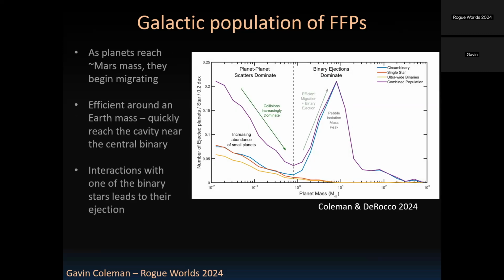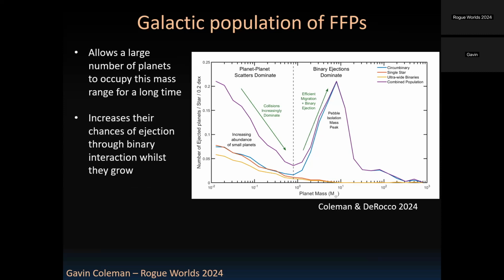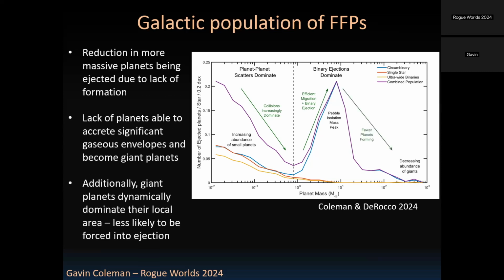Okay. Then we have this increased migration, as you said, around the Mars mass. They start migrating quite quickly, and so everything goes in towards the cavity. This then leads to a lot of ejections in this area, and this is what causes this pebble isolation mass peak. Additionally, this is also where it transitions from a fast accretion regime. It stops accreting pebbles and starts accreting gas quite slowly. Okay, and this allows a large number of planets in this region to then be ejected. And then, as a lot of planets are ejected, we have few planets form, and so we get a lack of giant planets out at the other end.